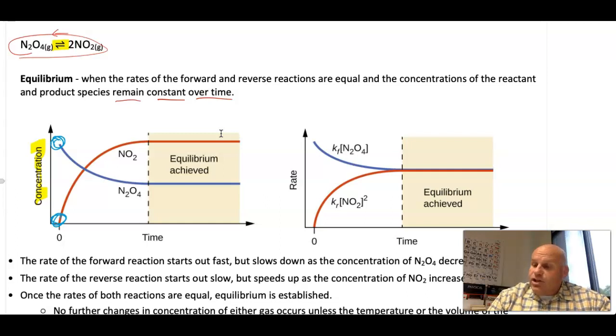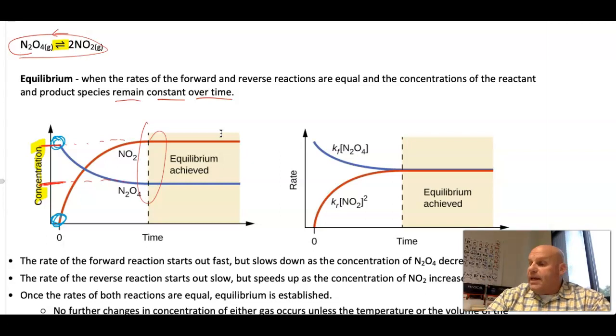The concentration of the NO2 will quickly increase, and then we reach this point in time in which equilibrium is achieved. Now notice the concentrations for both are different, right? The amount of NO2 I have and the amount of N2O4 I have are different amounts, but over time, as we continue to move, those concentrations remain the same.